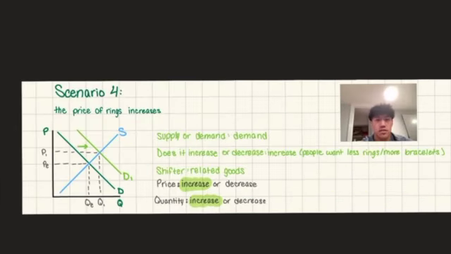Scenario 4, the price of rings increases. Because rings and bracelets are related goods, an increase in the price of rings leads to an increase in the demand for bracelets. Shown in the graph, the demand shifts to the right, which would include a price increase and quantity increase as well.